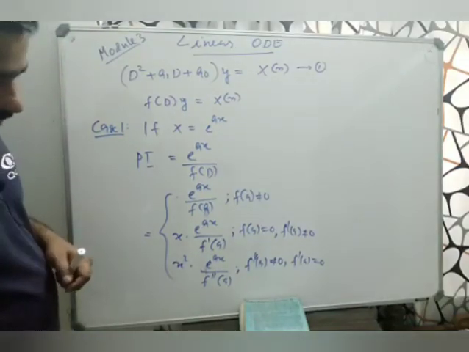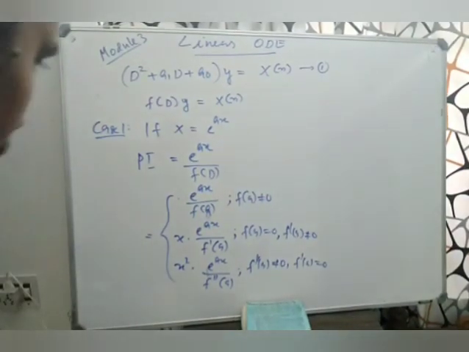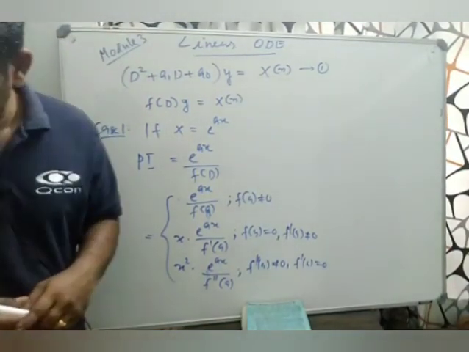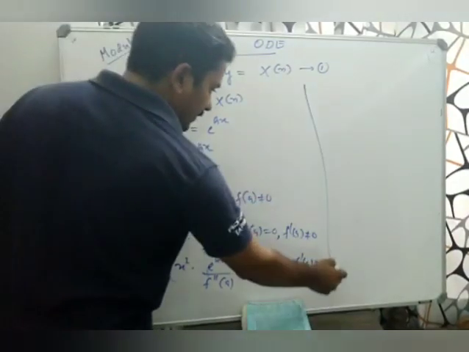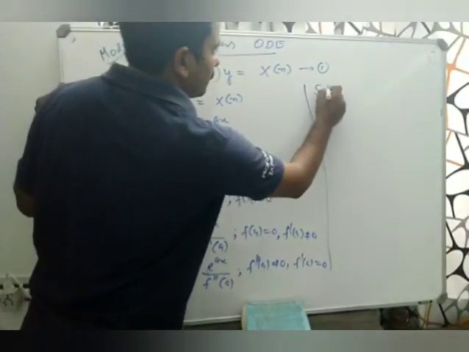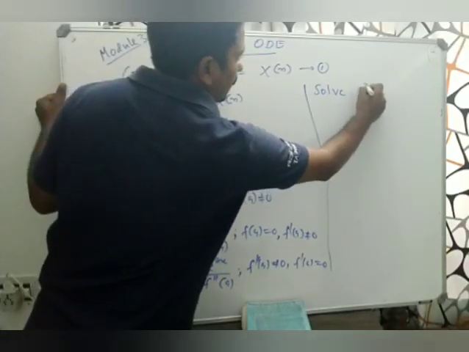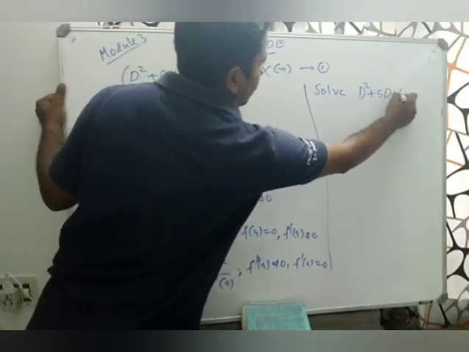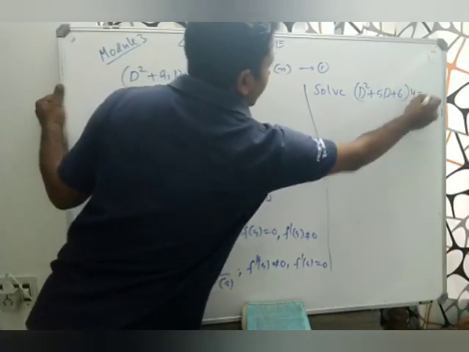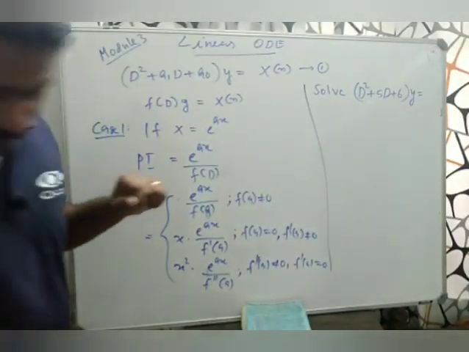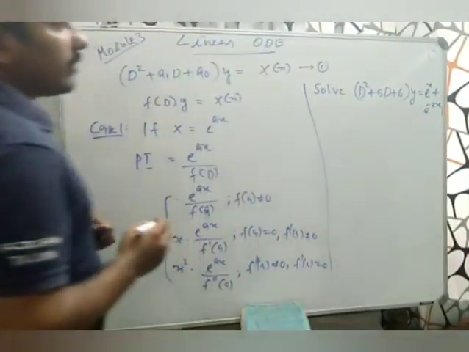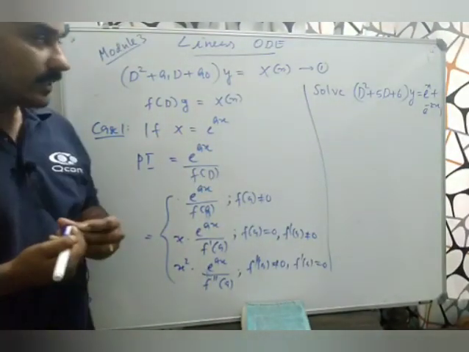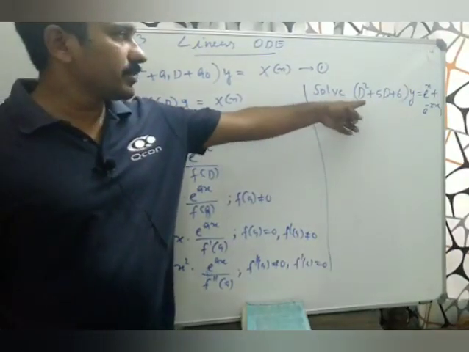Okay, and now let's focus. We'll do a problem based on this. So this is a question: solve (D squared plus 5D plus 6) y equals e to the power x plus e to the power minus 2x. So we have to solve this problem.